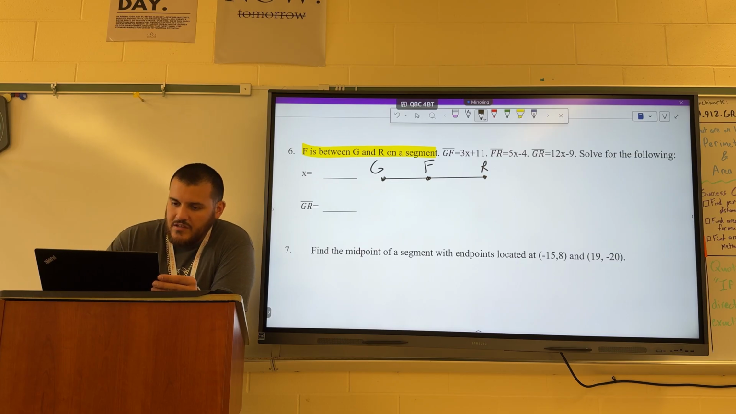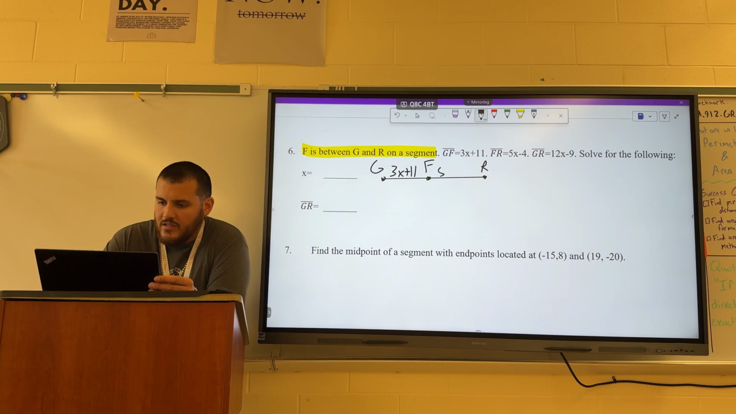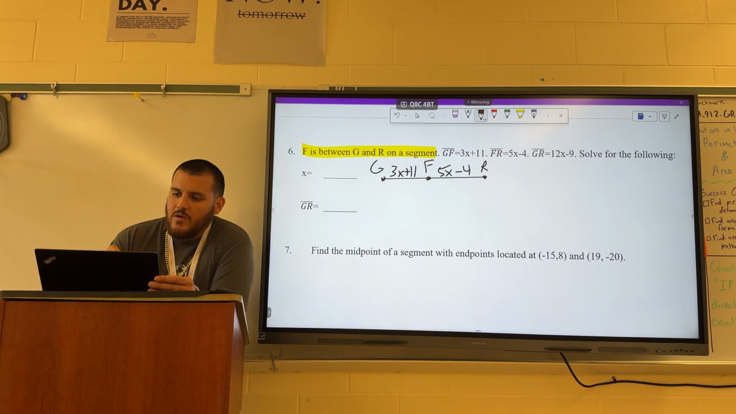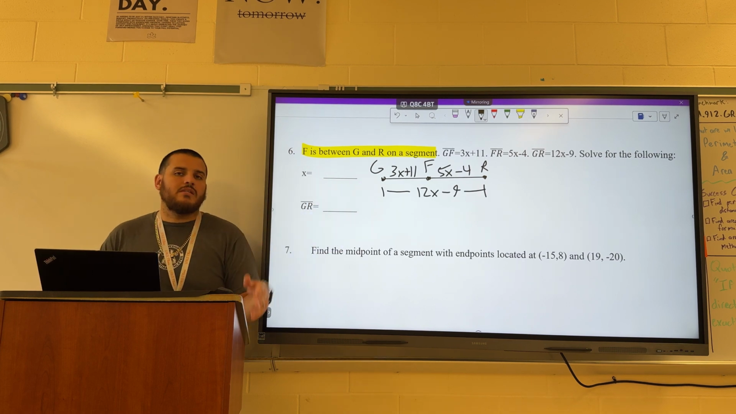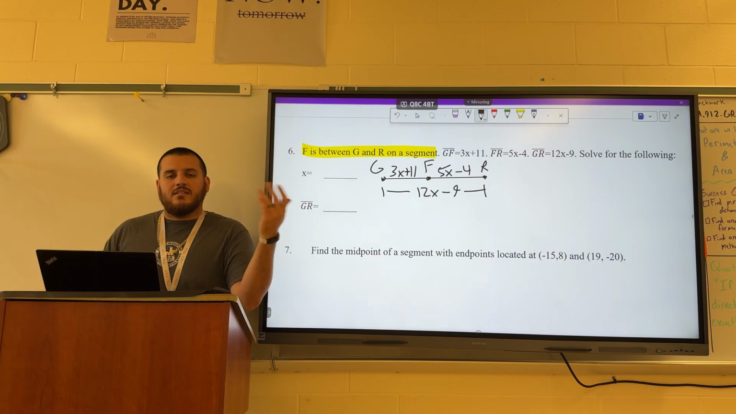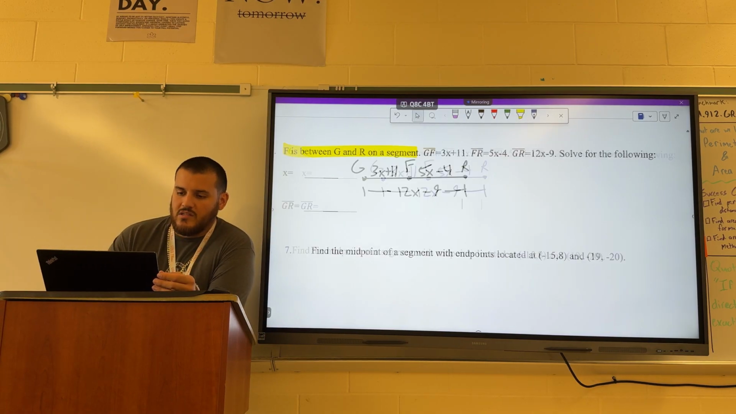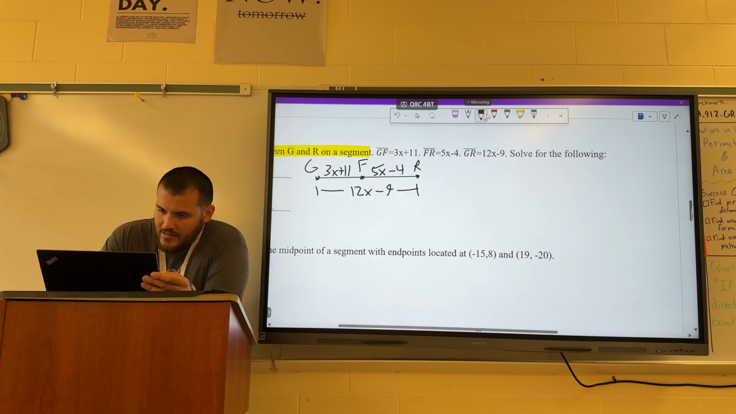We know that GF is 3x plus 11, so I can put that there. We know FR is 5x minus 4, so that can go there. We know the whole thing, GR, is 12x minus 9. So this would be the figure that represents this problem. And again, the segment addition postulate would help us to solve for x in this scenario.